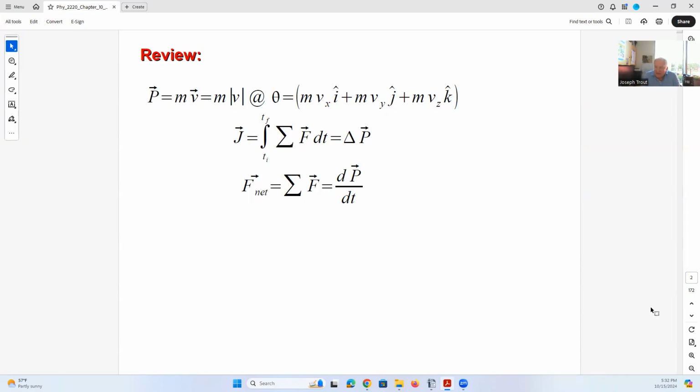We also talked about something called impulse. An impulse was equal to the integral of the force with respect to time, and we found that it was equal to the change in the momentum. So the net force we found is equal to the time rate of change of momentum.